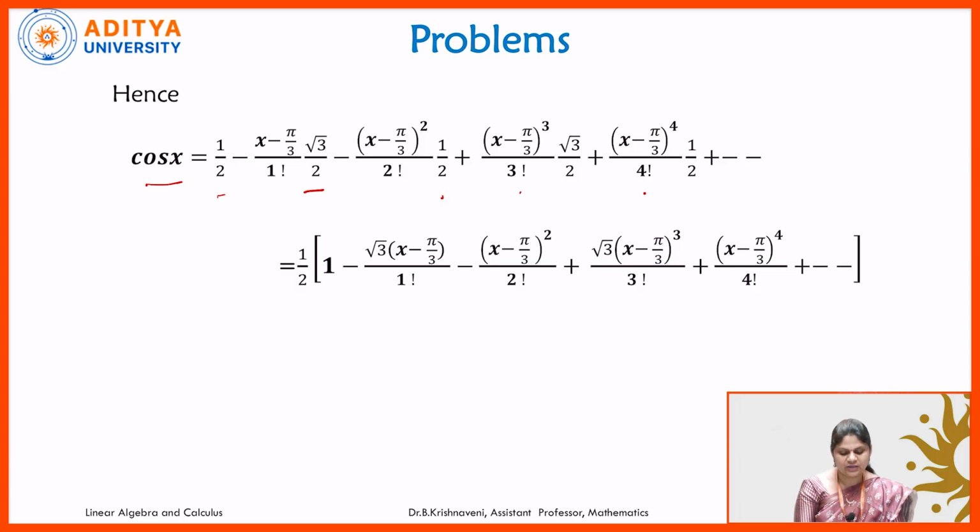So now if you see, each term has 1/2 common, so take 1/2 common, and the resultant series is 1 minus root 3 into (x minus pi/3)/1 factorial, minus (x minus pi/3) whole square/2 factorial, plus root 3 into (x minus pi/3) whole cube/3 factorial, plus (x minus pi/3) whole power 4/4 factorial, plus so on.